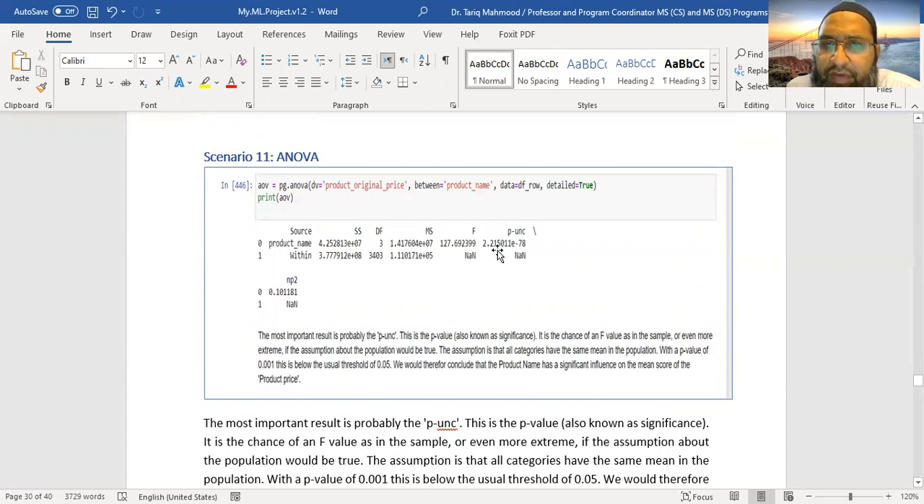And you can see that the p-value is pretty significant. So that shows you that the original price of the product is varying significantly across the different product names, which is what we expect to happen, that the original price for each product is significantly different from all the other 3 products.